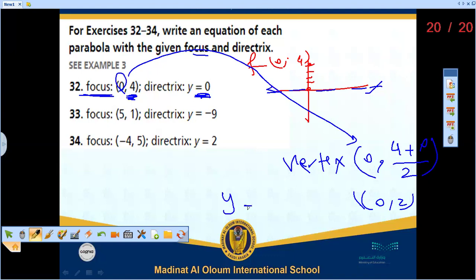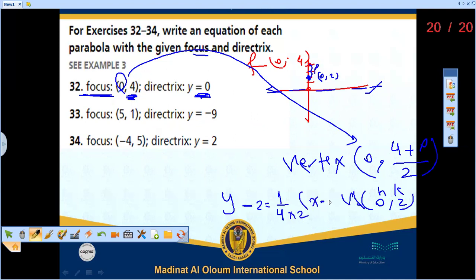Y minus k. This vertex is (h, k), guys. That means y minus k equals 1 over 4p. What is the focus? This is the distance to the focus. Look, this is (0, 2). 0 to my vertex. Count from vertex to focus. How many? This is p. This is 2. 1 over 4 times 2.